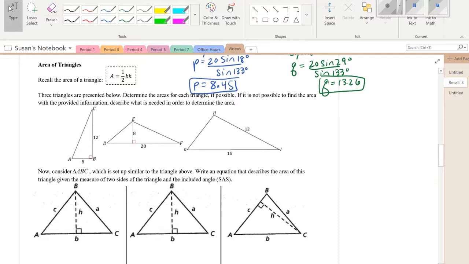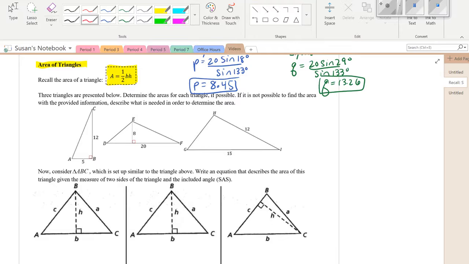So the next thing we're going to talk about is the area of triangles. Recall that the area of a triangle is area equals 1/2 base times the height. So 3 triangles are presented below. Determine the areas for each triangle if possible. If it is not possible to find the area with the provided information, describe what is needed in order to find the area of the triangle.